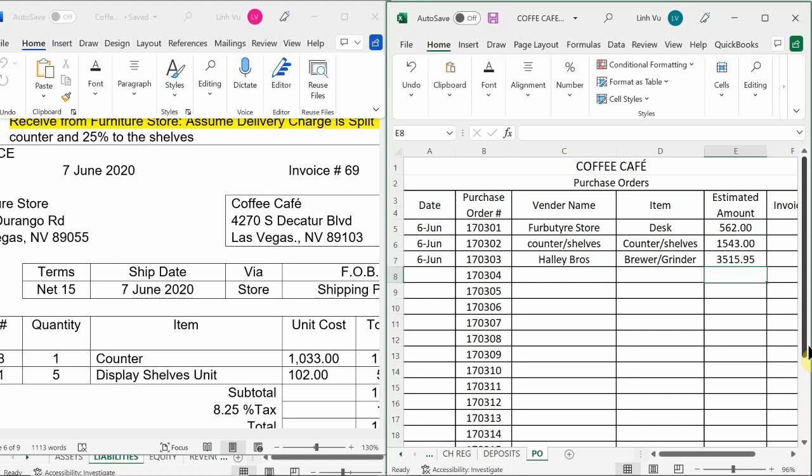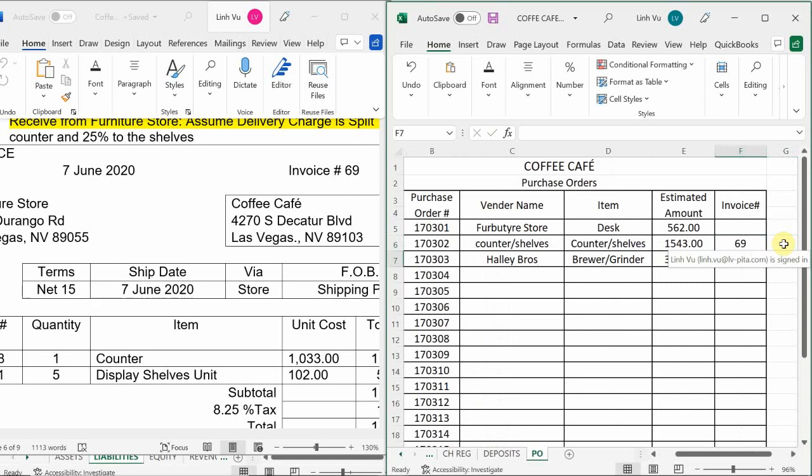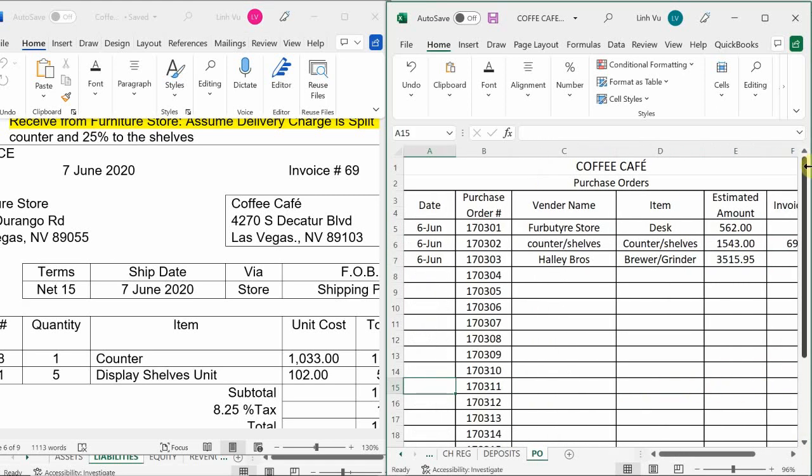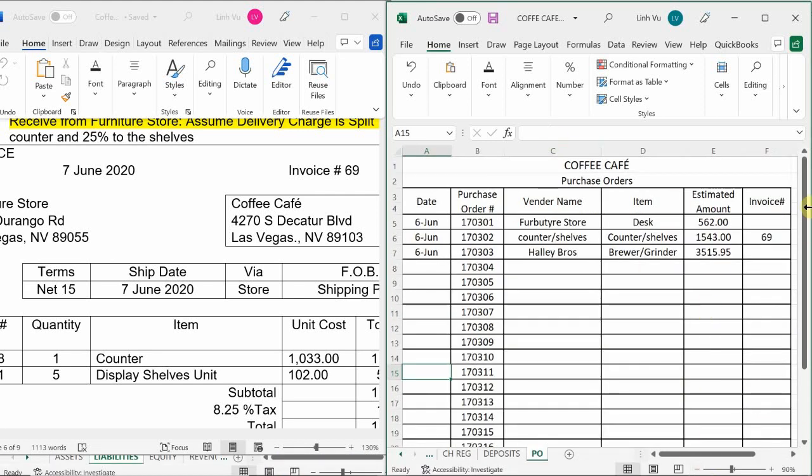So in this case, we did buy a counter and display shelves, right here for the 1500. But of course, I have to add the tax and add the shipping here. Which was the invoice number that I got billed? I got billed number 69. So at least I can say I received the items, number 69. Okay. All right.